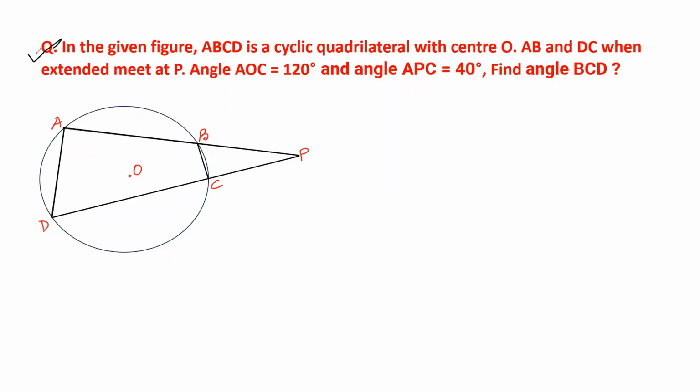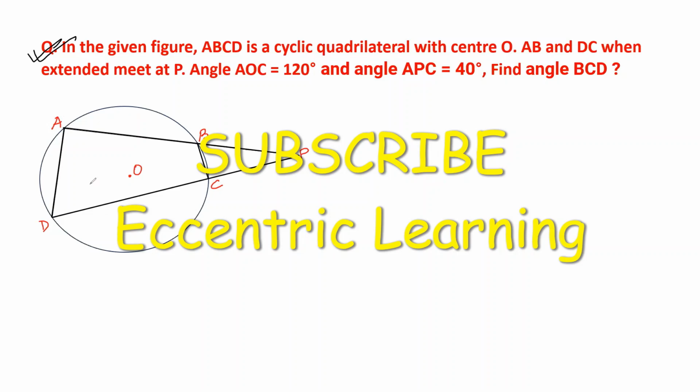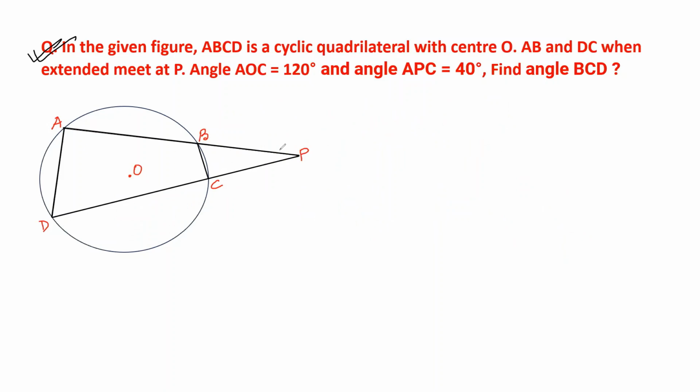Now let us see this question. So here we have been given a figure where ABCD is a cyclic quadrilateral with center O. AB and DC, when extended, meet at point P. Angle AOC is given to be 120 degrees. Angle APC is given to be 40 degrees, and we need to find the angle BCD, that is this angle.